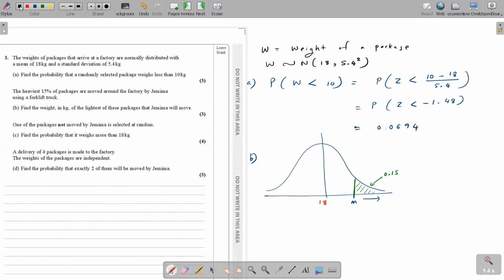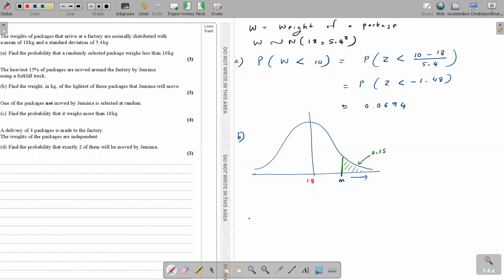So then let's write the equation. How do you write the equation? Let's write the probability that the weight is exceeding M. The M value is what I want to find. So what's the probability that your weights are exceeding M? What's the probability? 0.15. The probability that your weights are exceeding this mass is 0.15, right?